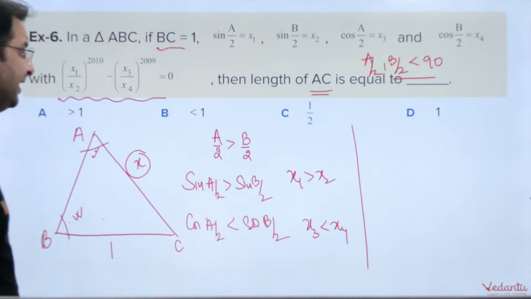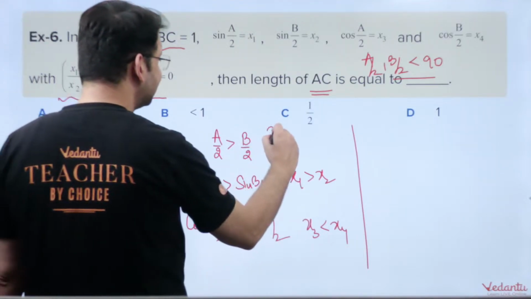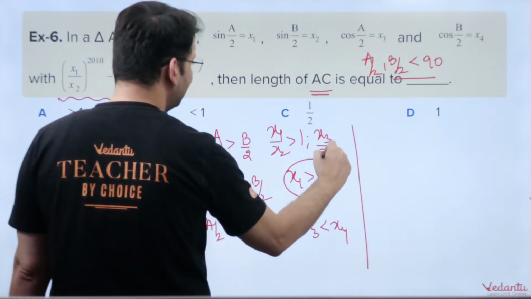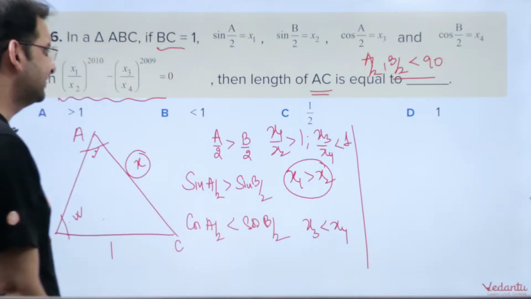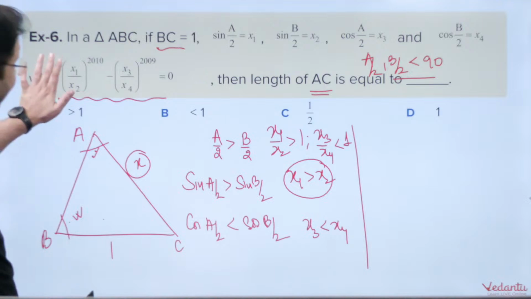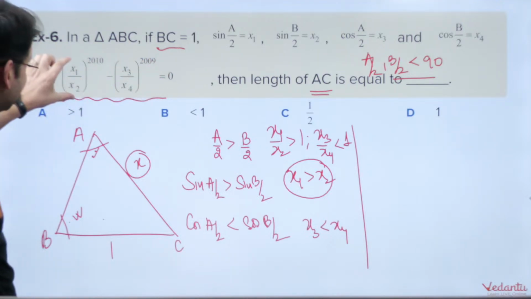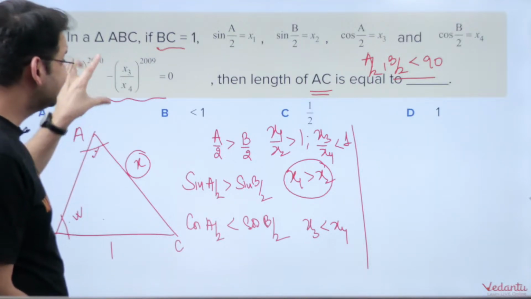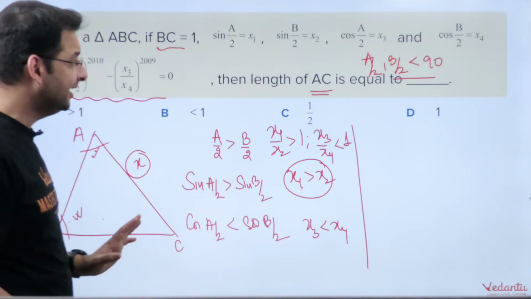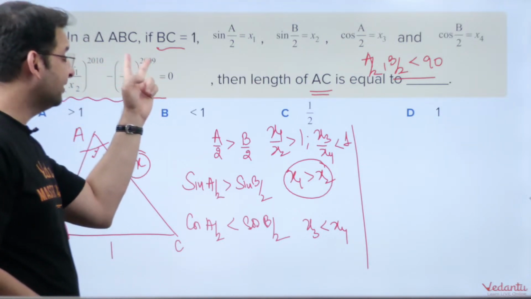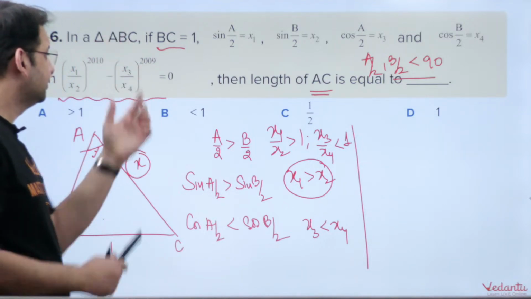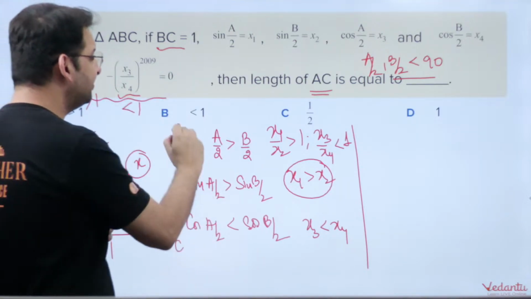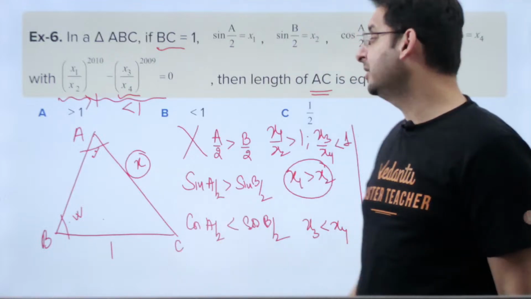Now if this happens, since x1 is greater than x2, can I say x1 by x2 is going to be greater than 1 in this case? And x3 by x4 is going to be less than 1 in this case. Now see, can this happen? x1 by x2 to the power 2010. That means some value which is greater than 1 raised to the power 2010, and some value which is less than 1 raised to the power 29. So if a value is less than 1, raised to a bigger power is going to make it even lesser. So this expression is going to be less than 1. This is going to be greater than 1. So this can never be 0. So this cannot happen.